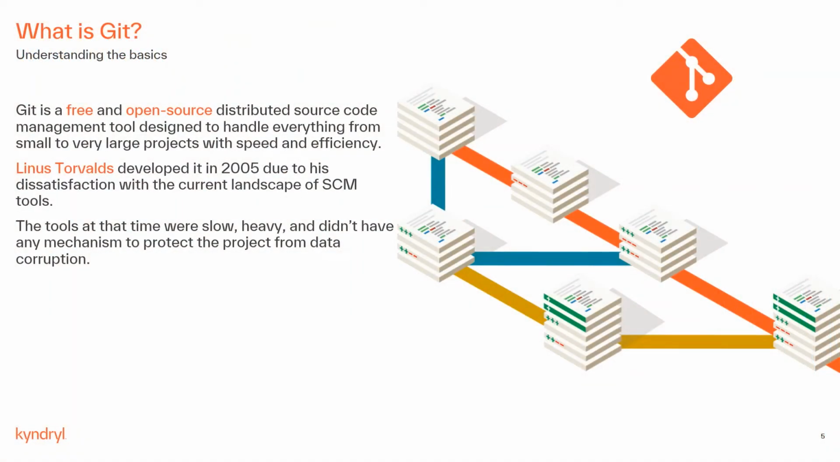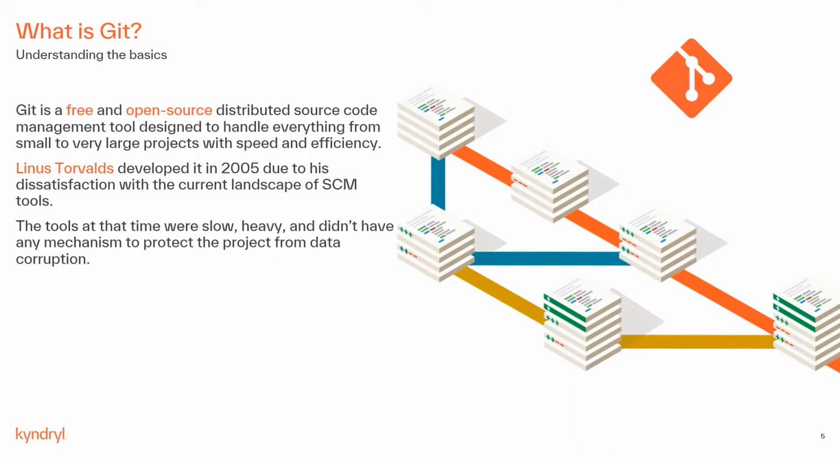So what is Git? Git is a free and open source distributed source code management tool designed to handle everything from small to very large projects with a lot of speed and a lot of efficiency. So it is a source code management tool. It's where you store your source code and where you control the version of it. And it was developed by Linus Torvalds. Yes, the same Linus from the Linux.